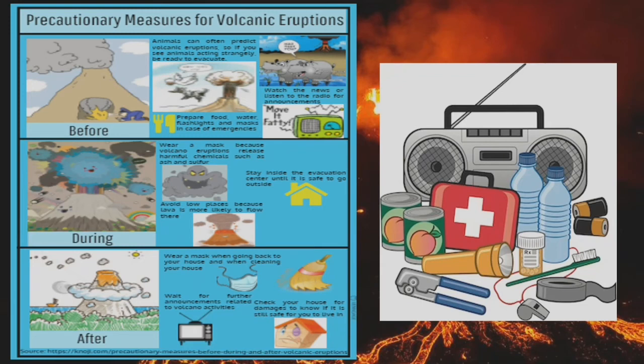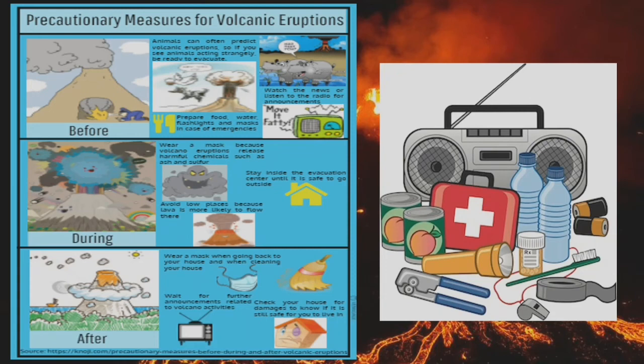During volcanic eruptions, these are the things that you need to do. Wear a mask because volcanic eruptions may release harmful chemicals such as ash and sulfur. Stay inside the evacuation center until it is safe to go outside. And avoid low places because lava is more likely to flow there.